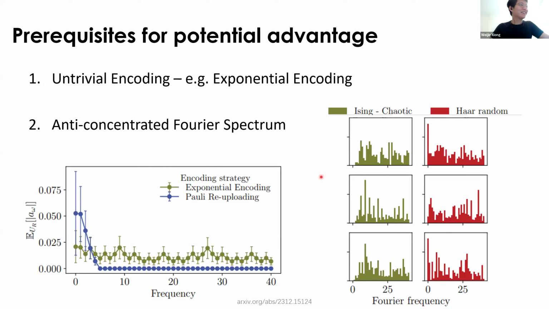Okay. Back to this chat. Basically, from the numerics we show that a chaotic reservoir and a Haar random reservoir will provide you an anti-concentrated spectrum. Namely, it tells you if you want to get some advantage, maybe you should consider these two reservoirs. And for Haar random, we also studied it analytically.